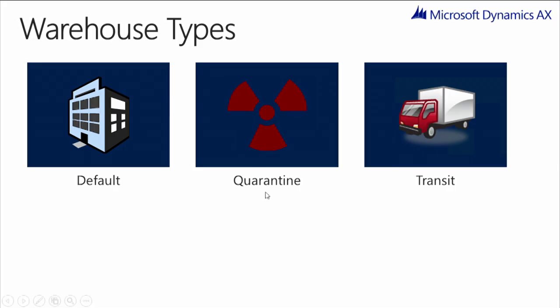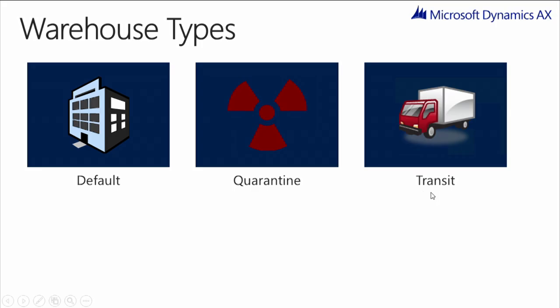The quarantine warehouse. The quarantine warehouse is attached to warehouses that are used for storing quarantined inventory. A quarantine warehouse can be optionally linked to a default warehouse. When you purchase items that are quarantine controlled into the warehouse, they are automatically put in the warehouse of the quarantine type that is attached to the receiving warehouse. When you finish the quarantine order, the items are moved out of the quarantine warehouse and back to the default warehouse. And the transit warehouse.